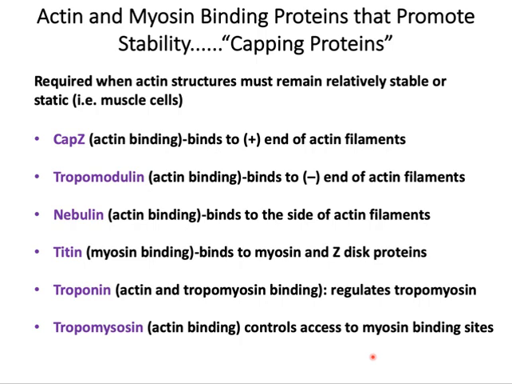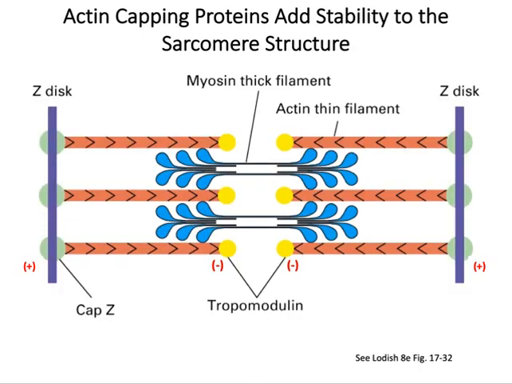There is nebulin, which is an actin binding protein that binds on the side of the actin filament. One myosin binding protein in this group is titin, which binds to myosin as well as the Z disc proteins. Troponin and tropomyosin, on the other hand, work together and regulate the binding ability of myosin to actin in a calcium-dependent manner. So let's look at how these 6 proteins contribute to the stability of the sarcomere structure. Here is tropomodulin and CapZ.